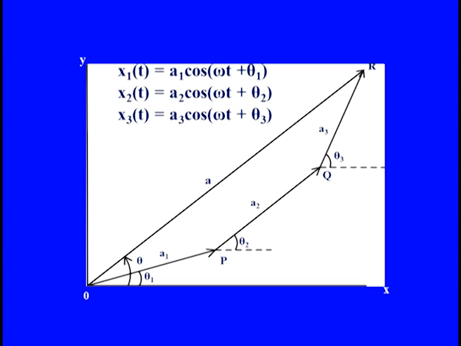Now, if we have a third displacement x3 equal to a3 cos(omega t plus theta 3), then from the point Q we draw a vector QR of length a3 making an angle theta 3 with the x axis. The vector OR will now represent the amplitude of the wave resulting due to superposition of x1, x2 and x3. The angle theta made by OR with the x axis will be the initial phase of the resultant wave.